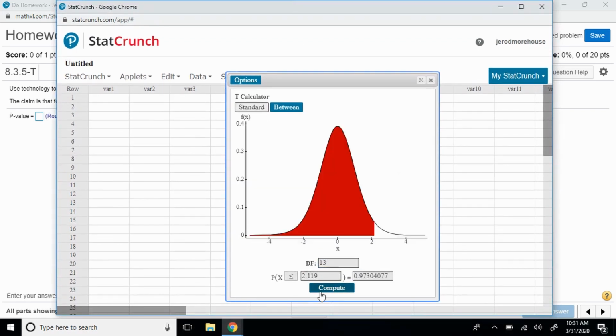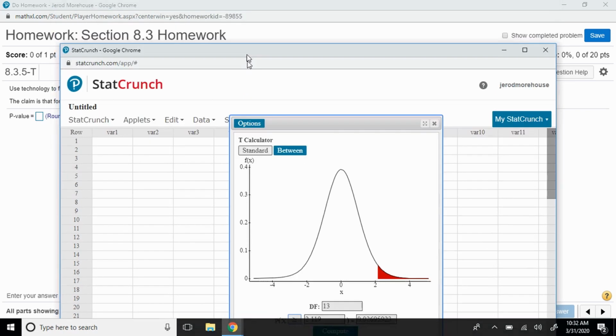So here I'm going to hit compute. You'll notice we're going towards the mean here. So we want to go away from the mean. So I'm going to switch this to a greater than. And we get that this area over here in the tail is 0.0269. Now, since we're doing a two-tailed test, we have to double that area in order to find our actual p-value. So in your calculator, you can say 0.026959 times 2, and you get 0.0539.